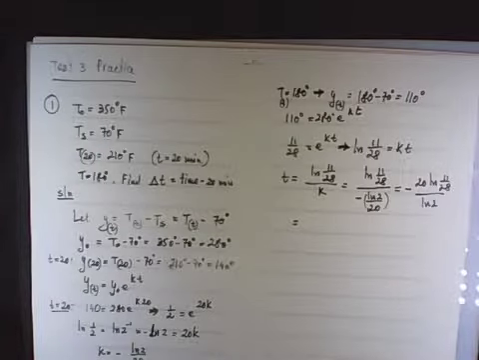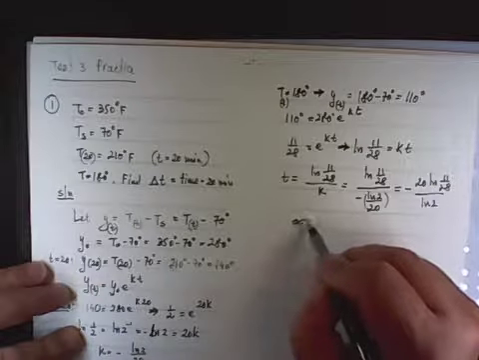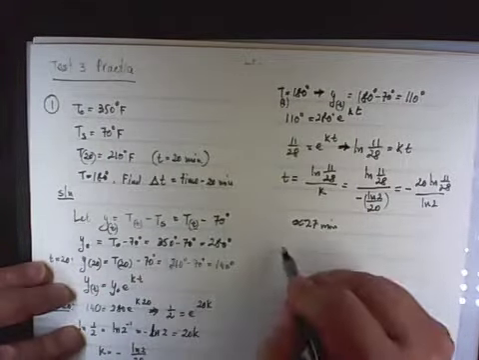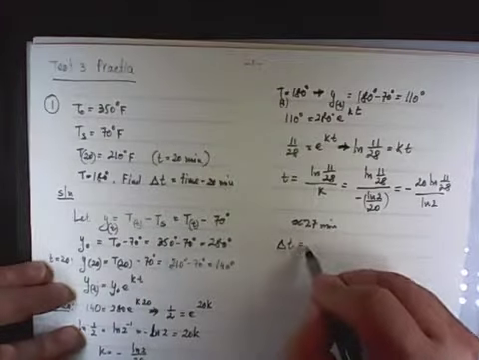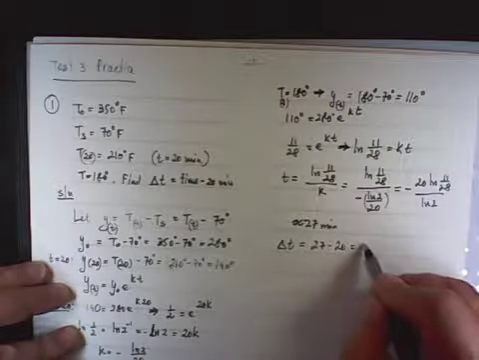But at the very end, now I'll divide by the natural log of 2. And if I got it right, it should be positive, and it's positive 26.96. Okay? So I'll round it as about 27 minutes. So we are looking at delta t. Delta t will be 27 minus 20, so the answer will be 7 minutes.